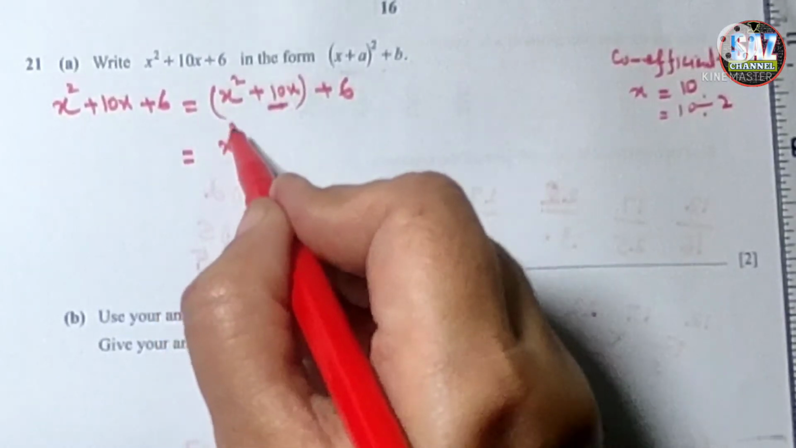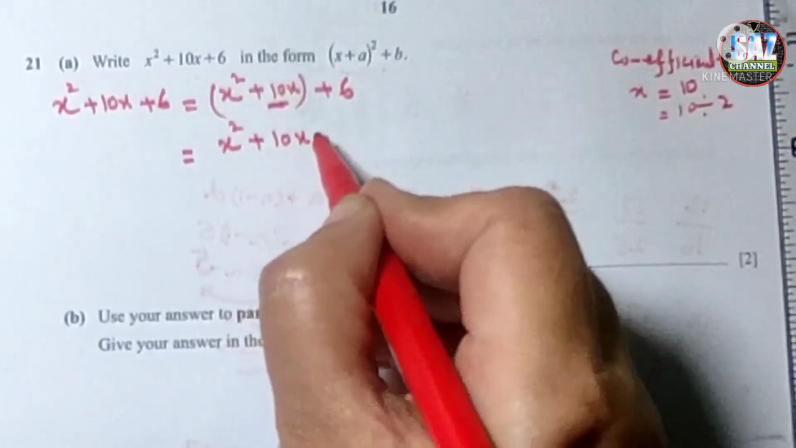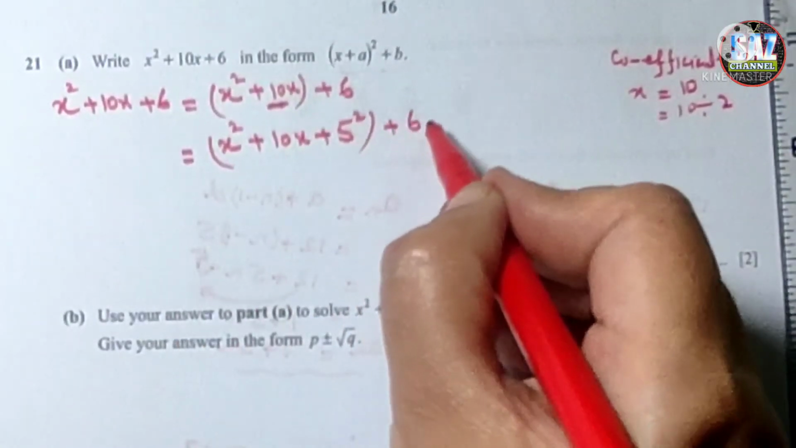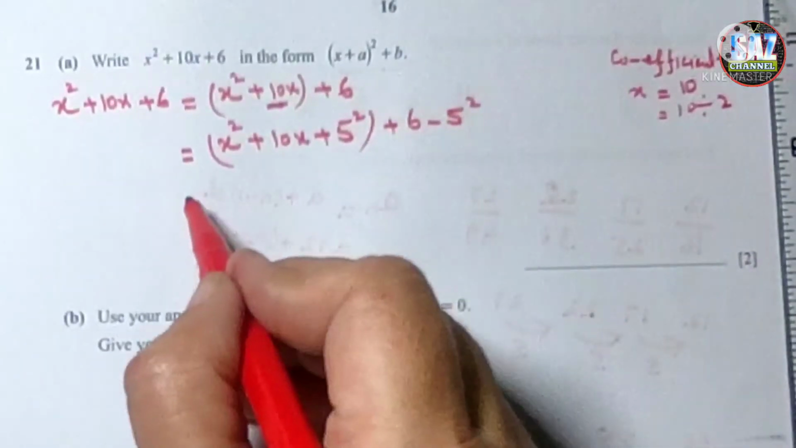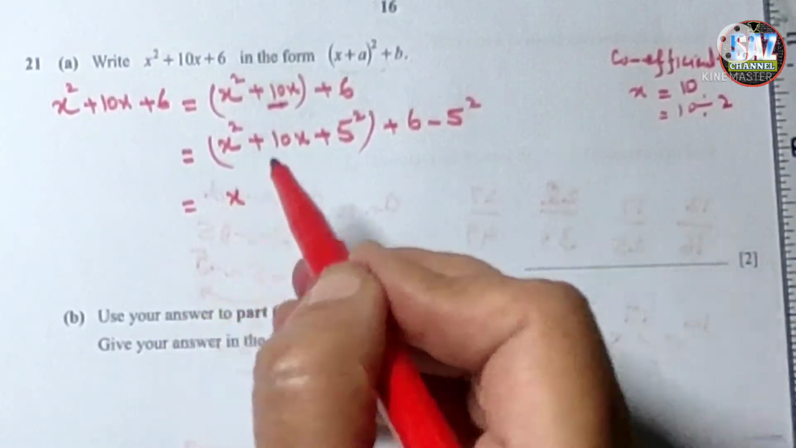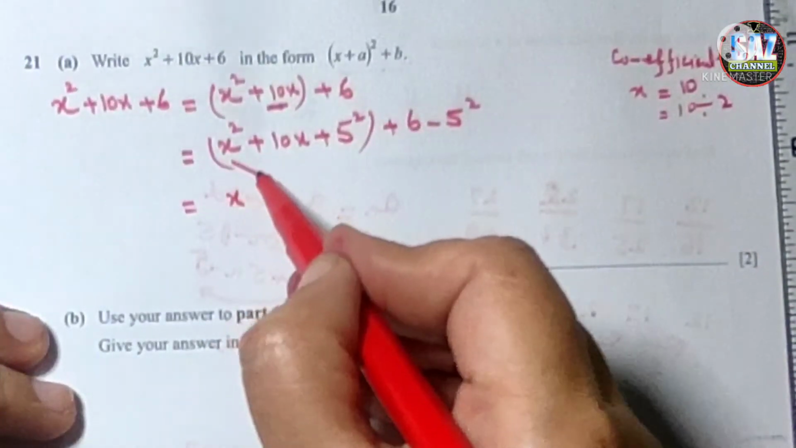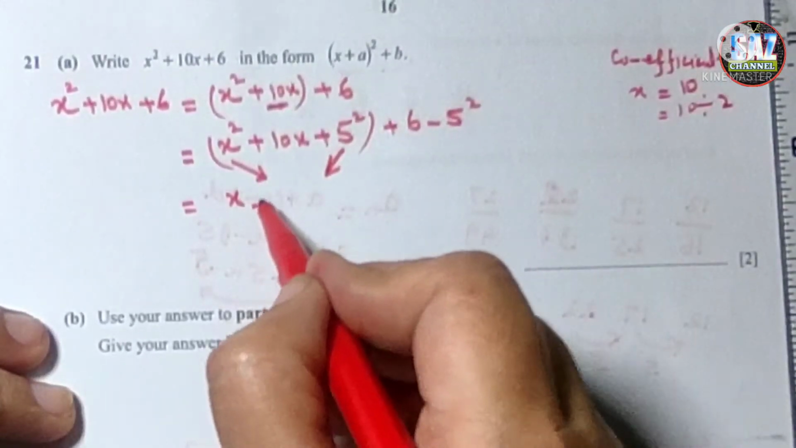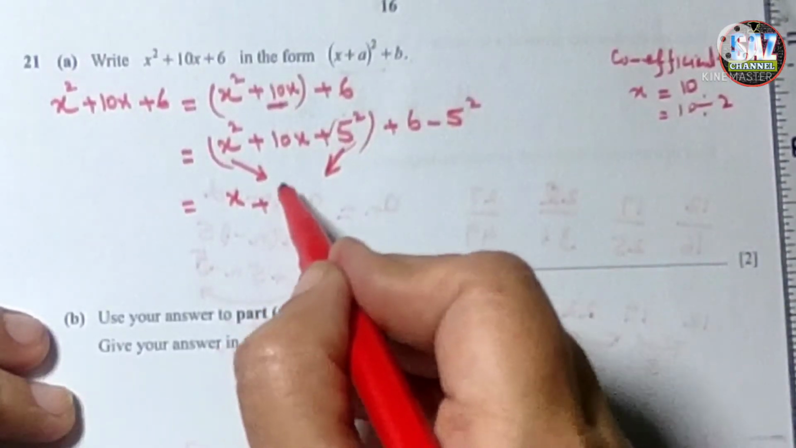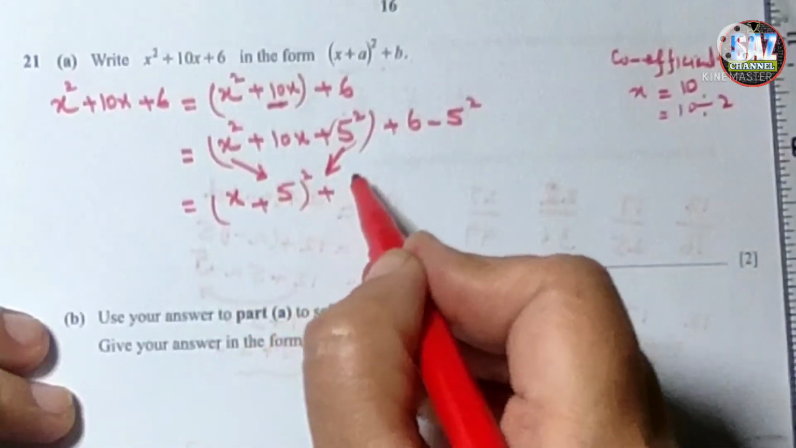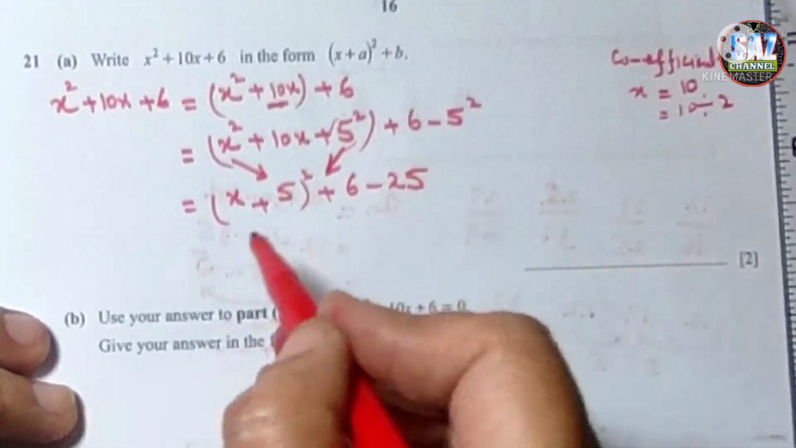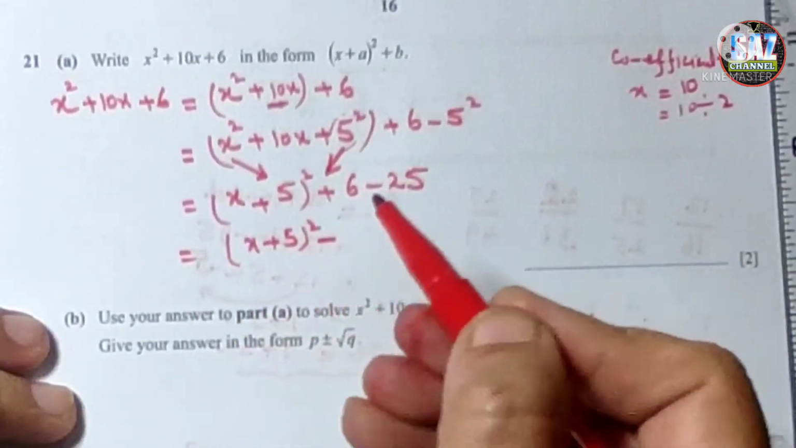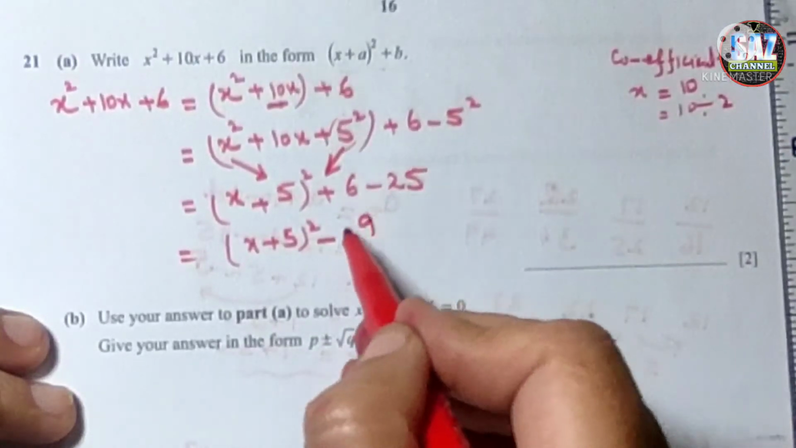So it will take the form x squared plus 10x plus 5 squared plus 6 minus 5 squared. Look, I have to write it in the form x plus a, whole squared. So x plus this constant 5, whole squared, plus 6 minus 25, and this will take the form x plus 5 whole squared minus 19, since 6 minus 25 is minus 19.